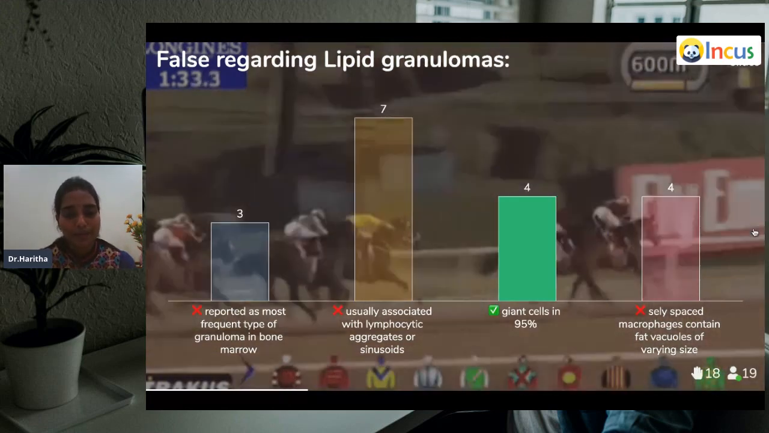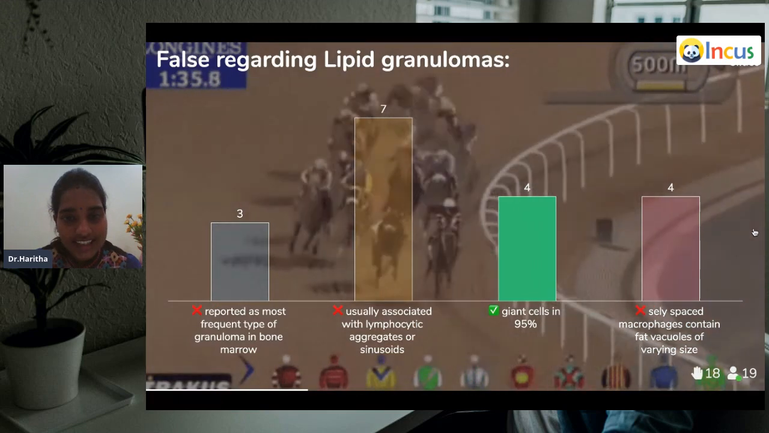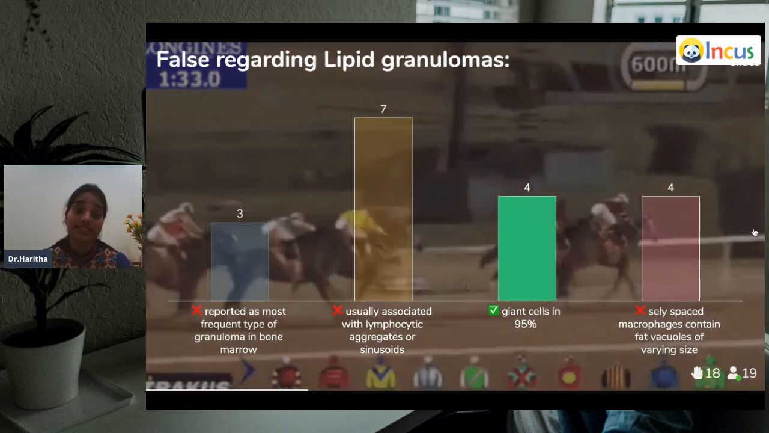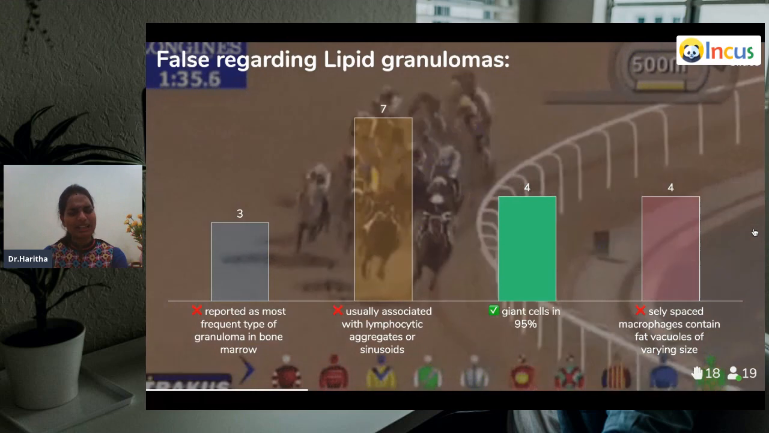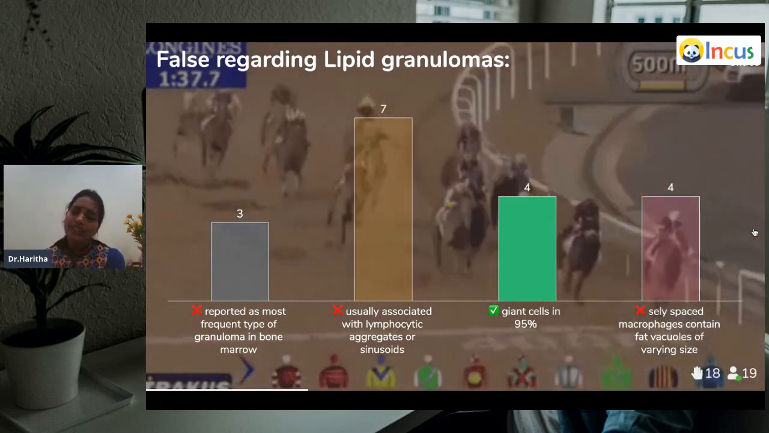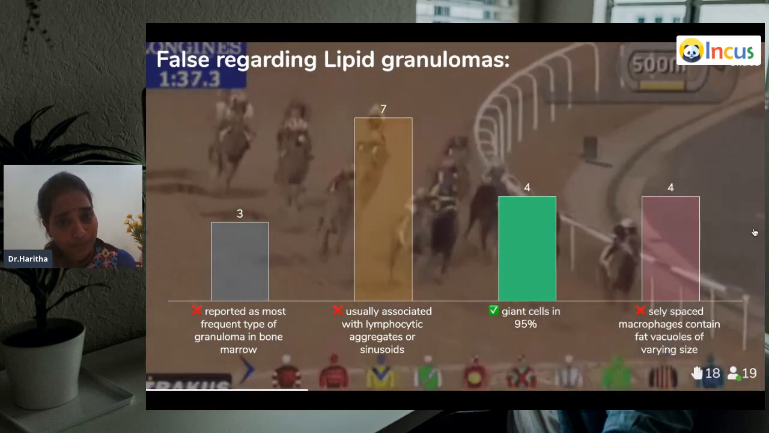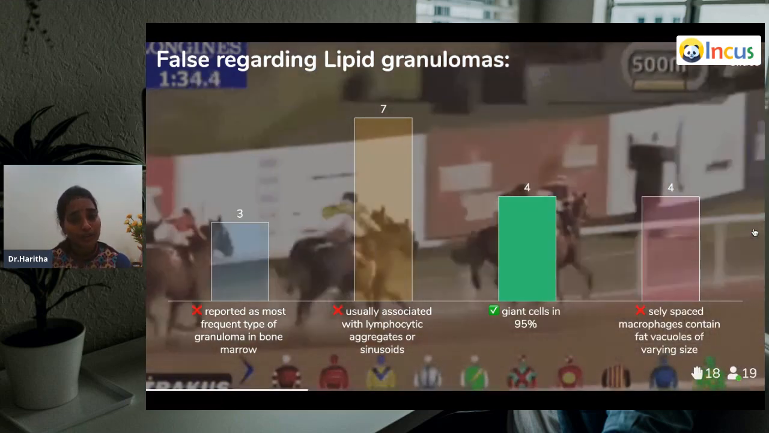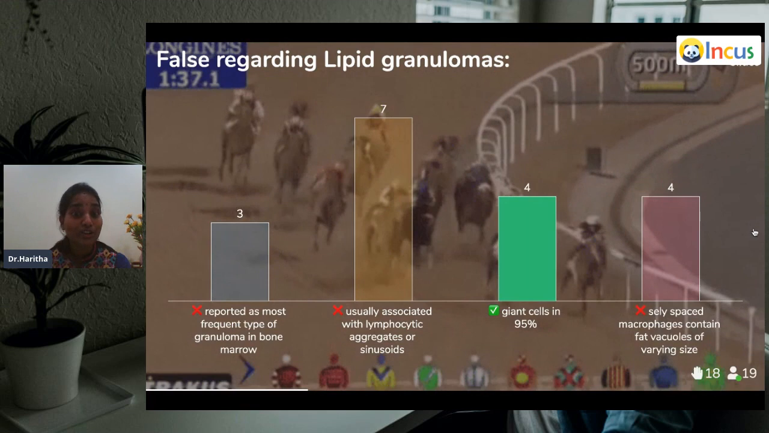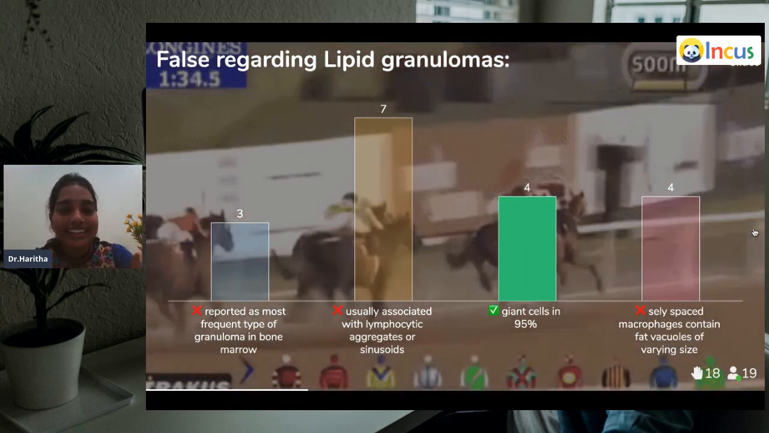So time is up. The answer is giant cells in 95%. It's false regarding lipid granulomas. Now, what is lipid granuloma? You know what are the other names for it? There are several names for it. It is intraperitoneal lipid granulomas, lipogranuloma, oil granuloma, baselinoma, and the history behind it is very interesting.